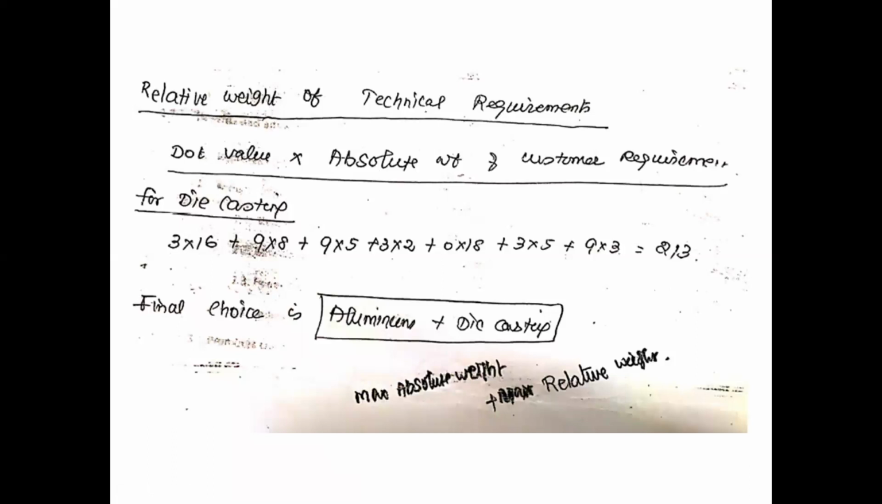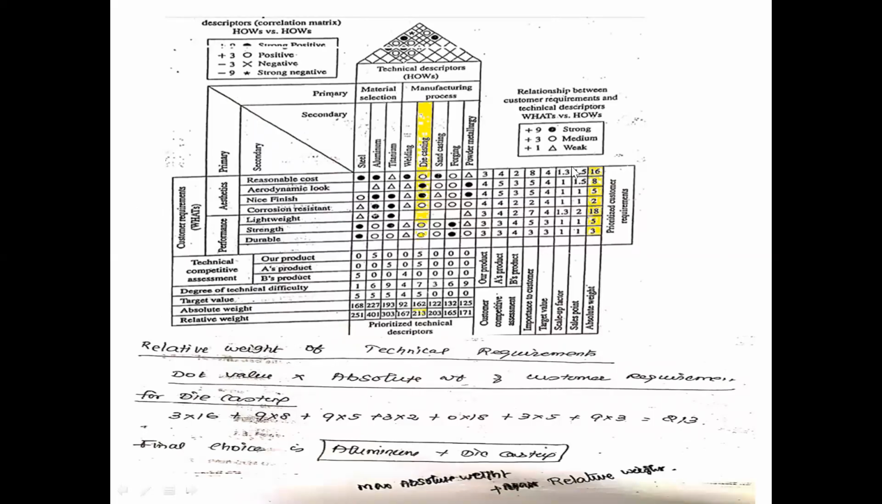Then we are going to see the relative weight of the technical requirements for the die casting process. For the die casting process, we have taken this value into absolute weight. So die casting process dot value into absolute weight of the customer requirements. This dot value is 3. So 3 into 16, 9 into 8, 9 into 5, 3 into 2, there is no value, 0 into 18, 3 into 5, totally 213 here.